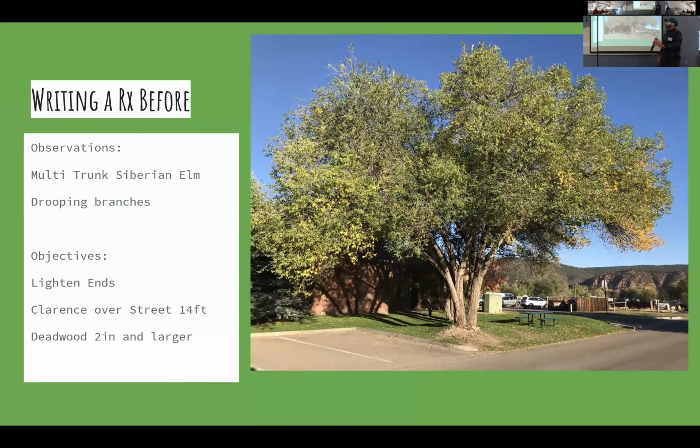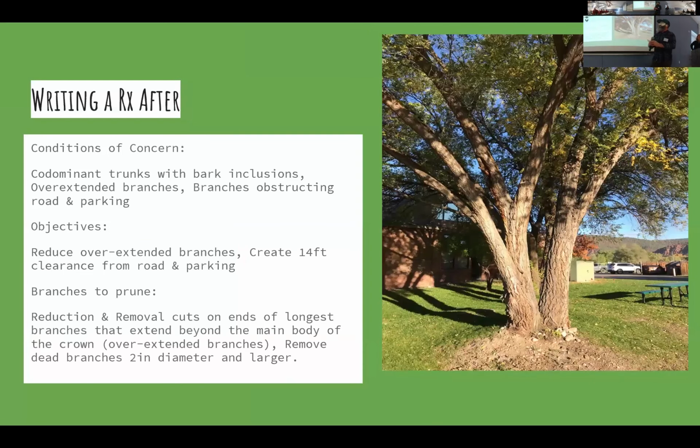So I see, okay, multi-trunk Siberian elm, drooping branches. Objectives: light limbs, clearance over street 14 feet, deadwood 2 inch and larger. Very simplified. For whatever reason, that's what people were doing when I was learning. It works if your company knows what's going on. However, after this class, I can be a little bit more specific.